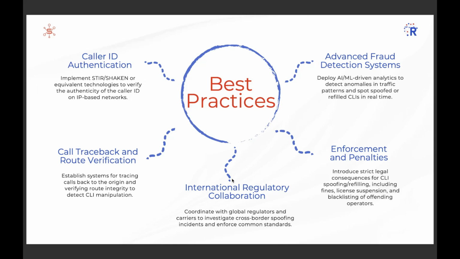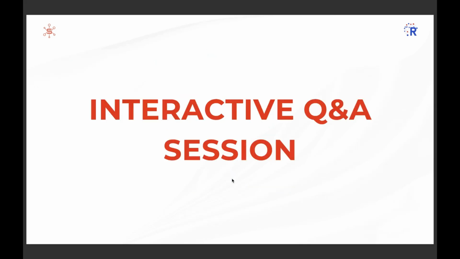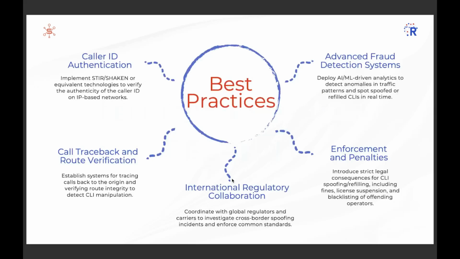Four, this is a global problem, so we need international regulatory collaboration. Spoofing does not stop at borders. That means we need shared technical standards, aligned policies, and mutual enforcement to make a real impact. And finally, all of this needs to be backed by strong enforcement. That includes meaningful penalties, fines, license suspensions, and blacklisting for repeat offenders. Because without consequences, the fraud continues.